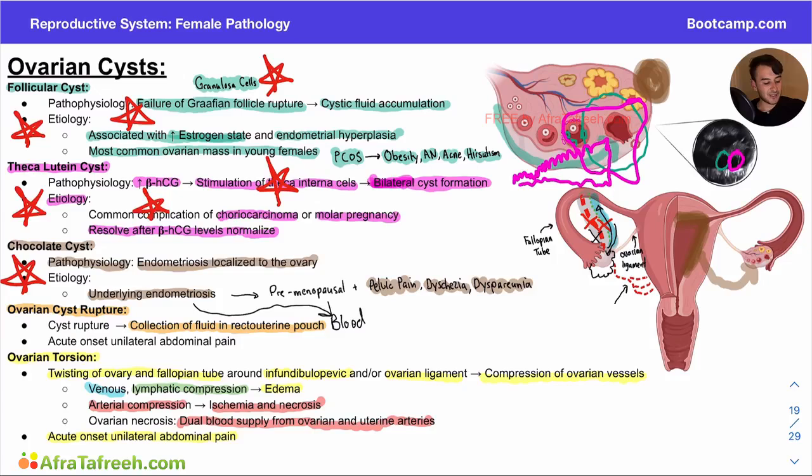And then we talked about what happens with ovarian cyst rupture, how we're going to get collection of fluid in the rectouterine pouch on ultrasound, and how this is exceptionally important for our differential. And then in ovarian torsion, we talked about the interesting anatomy here. It's important that you have the names of these ligaments down and which ones carry blood supply and which ones do not. And it's important to note that the edema is due to failure of backflow, whereas the ischemia is due to the compression of the arterial flow, and that this is going to be a surgical emergency in terms of our unilateral abdominal pain, and this will be identified on ultrasound as an absence of flow on Doppler, as well as an ovary with edema.